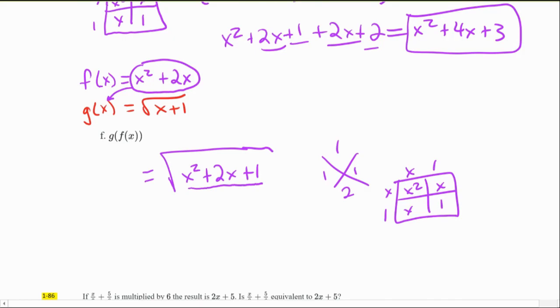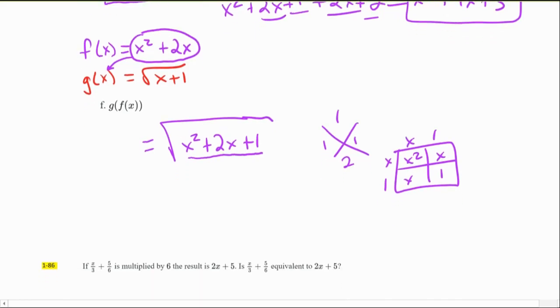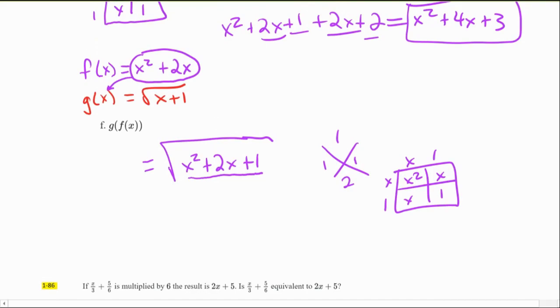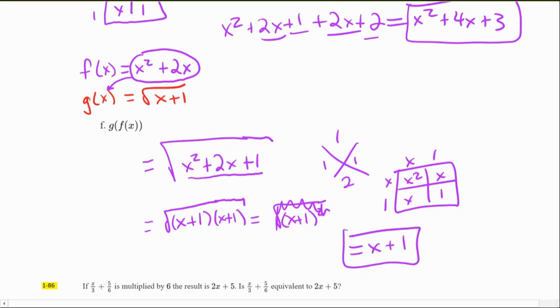Again, I'm going fairly quickly through this because I'm hoping y'all know how to factor. So really what I'm going to get is the square root of x plus 1 times x plus 1, which is the square root of x plus 1 squared. And then the square root and the square cancel out. So I'm left with my final answer here of g of f of x equals x plus 1.